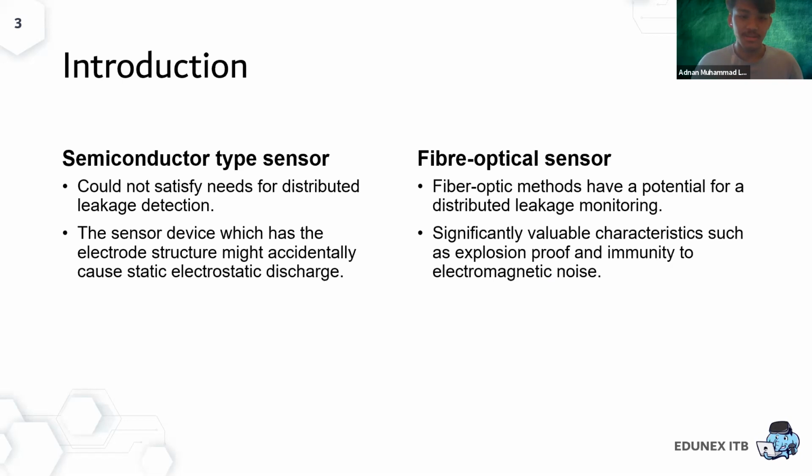And it also has an electrode structure that might accidentally cause an electrostatic discharge that might cause an explosion, and that's something that we don't want. And there is another type of sensor, the fiber optical sensor. It has potential for distributed liquid monitoring, and it also has valuable characteristics such as explosion proof and immunity to electromagnetic noise. So it will not be disturbed by external stimuli that we don't want.